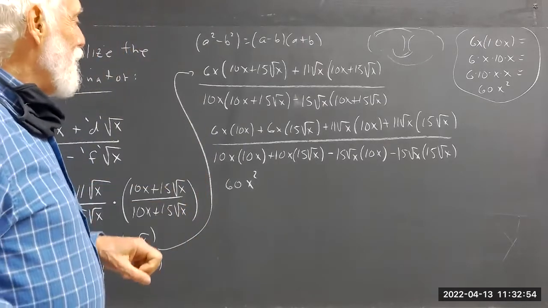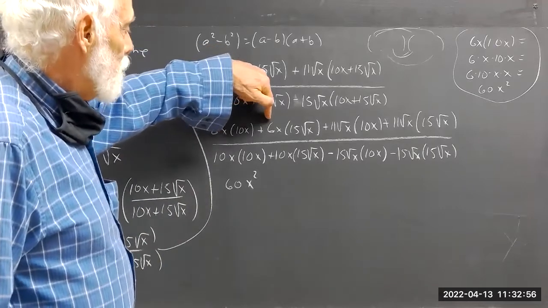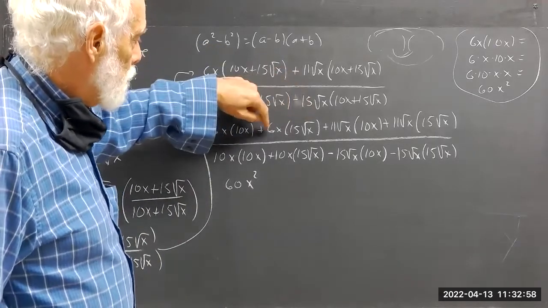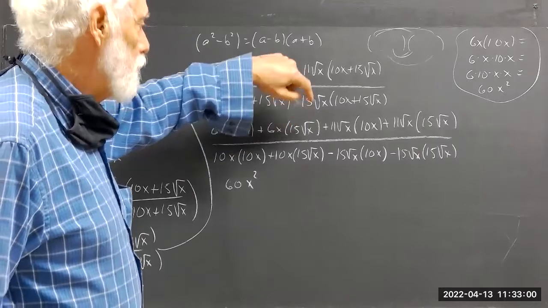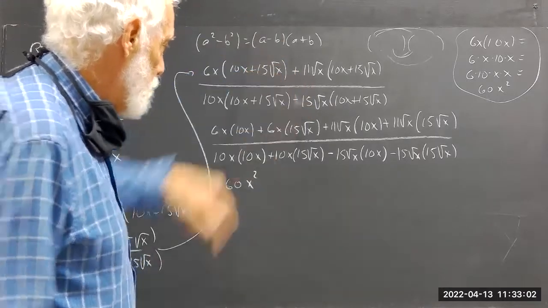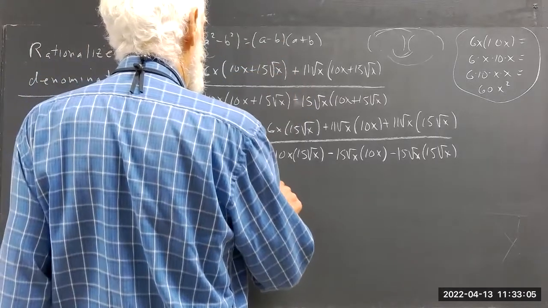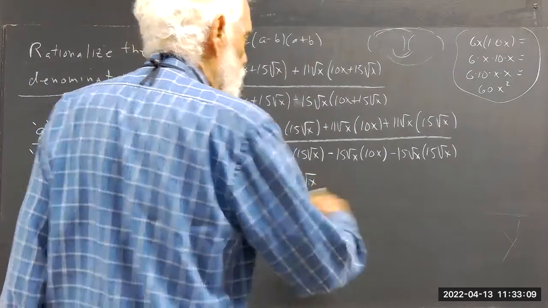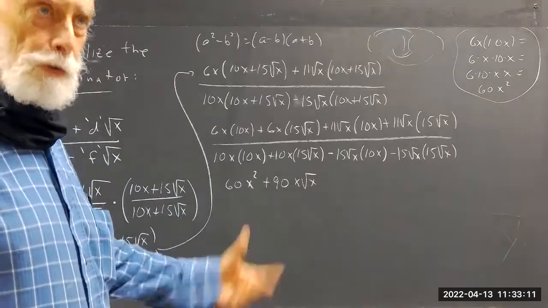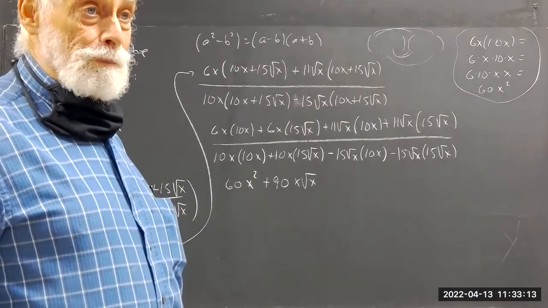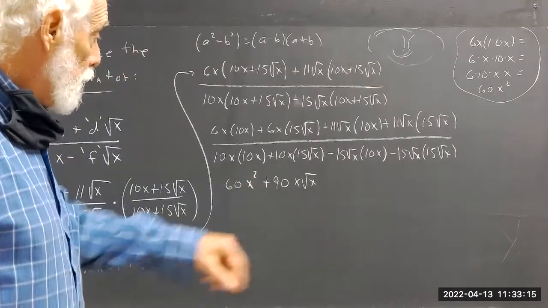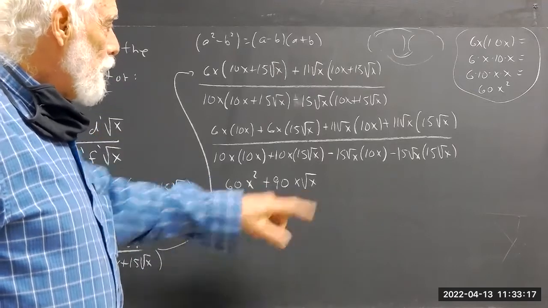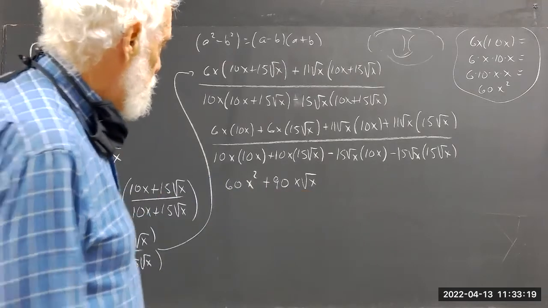Okay, anyhow. Then 6x times 15 square root of x. Well, that's 6 times x times 15 times the square root of x. So you're going to have 6 times 15, which is 90. And then you're going to have x times the square root of x. There's no shorter way to write that unless you use a fractional exponent. And when we get everything done, we will see how that works out with a fractional exponent, okay?